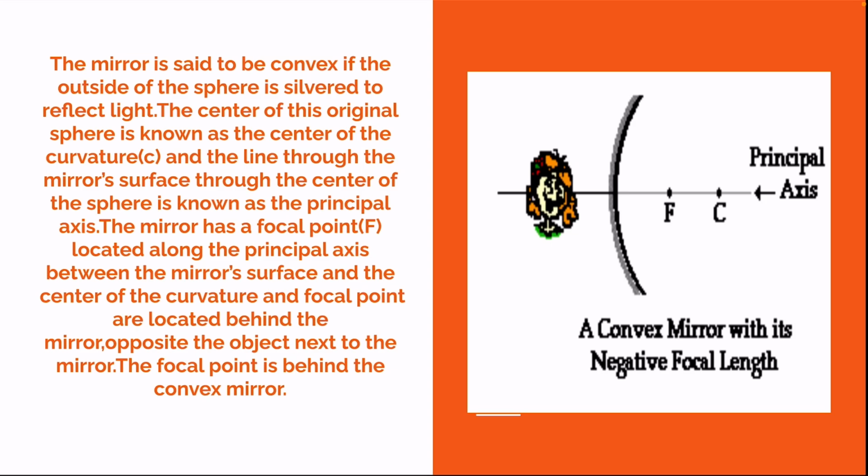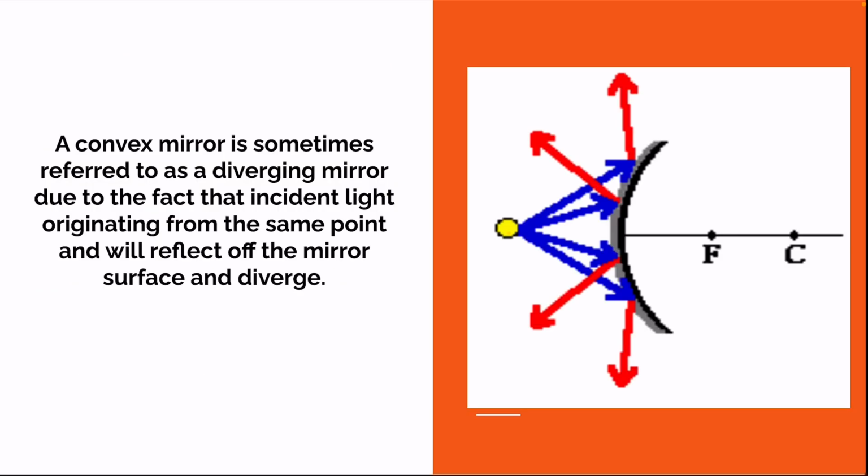The mirror has a focal point located along the principal axis between the mirror's surface and the center of the curvature, and focal point are located behind the mirror and opposite the object next to the mirror. The focal point is behind the convex mirror. And a convex mirror is sometimes referred to as a diverging mirror due to the fact that incident light originating from the same point will reflect off the mirror surface and diverge.